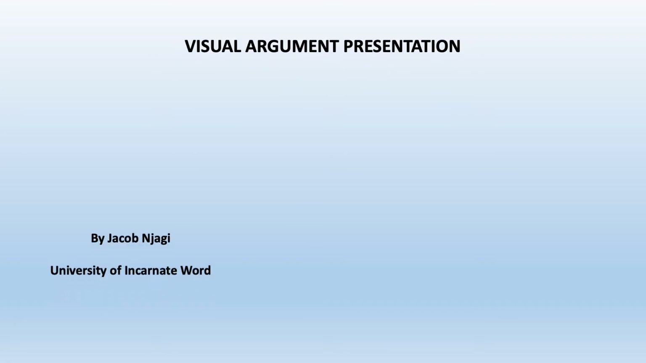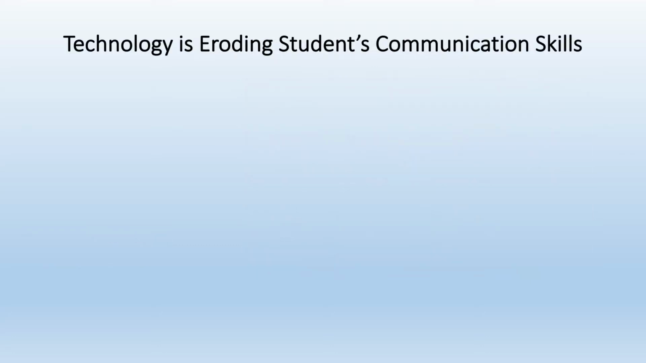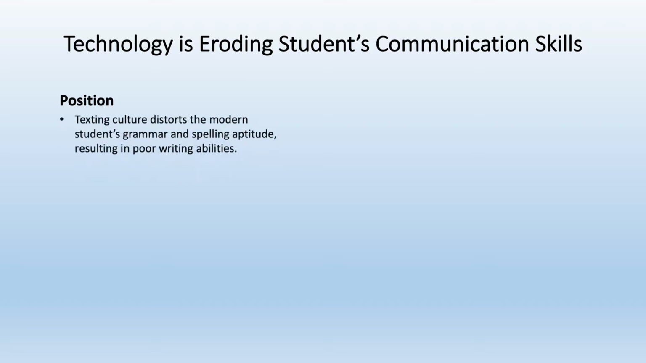In my AC, I try to explain how technology erodes students' communication skills, and my specific argument focused on the texting culture. My position in this argument is that texting distorts the modern student's grammar and spelling aptitude, resulting in poor writing abilities.